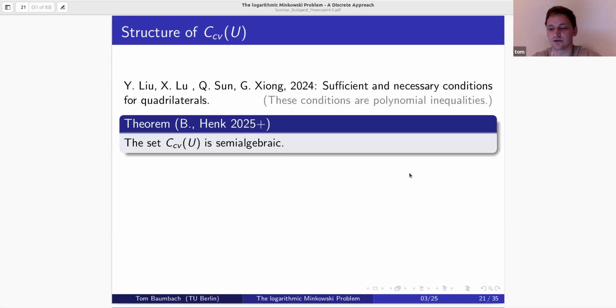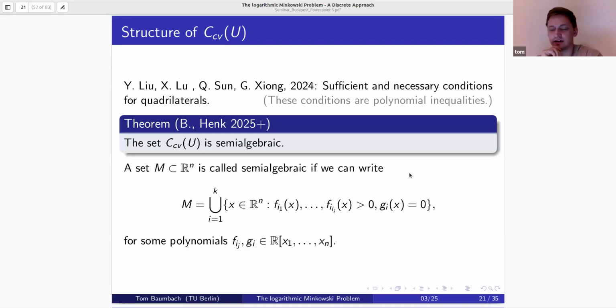So we proved that the cone volume set is a semi-algebraic set. A semi-algebraic set is a subset M in Rn, and we can write the subset M as a union of sets X in Rn such that we have polynomials with a strict inequality and we have polynomials with equality. And then it's a semi-algebraic set. So in order to prove that this is a semi-algebraic set, we need to find polynomials which describe the cone volumes, so that we can write down these volumes of polytopes as polynomials.